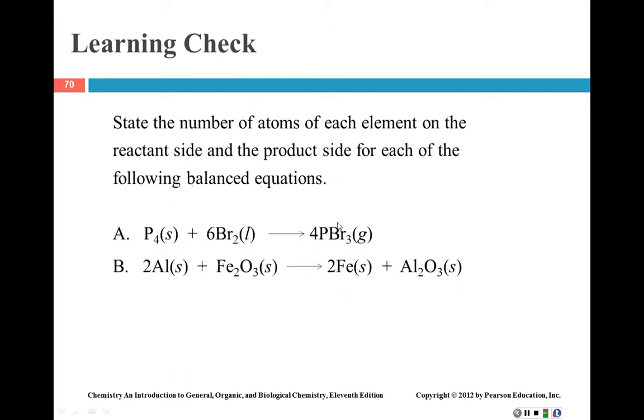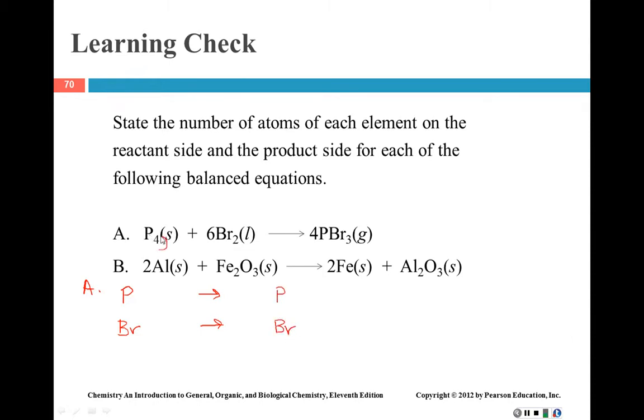Alright, so let's do one of these for real. Well, actually we got 2 to do. So state the number of atoms of each element on the reactant side and the product side for each of the following balanced equations. Alright, so this one's balanced for us. All we're doing is we're accounting for how many of each thing. So I'll do A over here. Okay, and what I do is I do what's called take an inventory. I write them as they go on both sides of the arrow. And I write them in the same order so I don't get messed up.